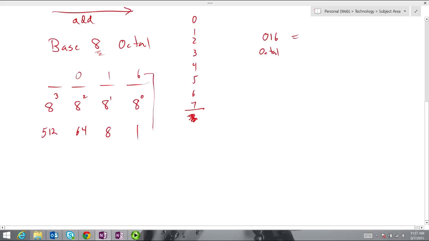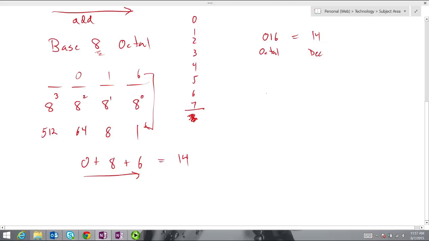6 times 1 is 6. 1 times 8 is 8. I put my plus sign in there. 0 times 64 is 0. I add across. You notice the technique is exactly the same. And this now gives me 14. So this would be 14 decimal.